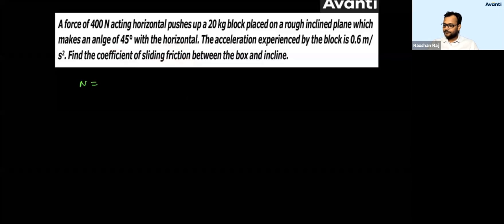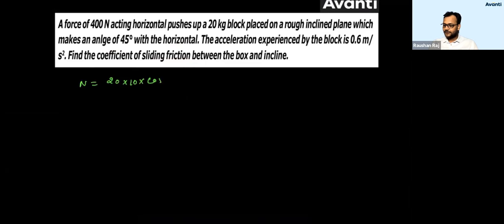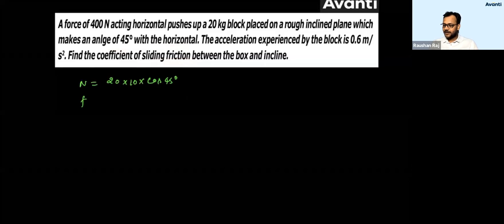What is the value of N? It is 20 into 10 into cos 45 degrees. What is the value of f max? It will be mu into N. Mu is not known to me, so mu into 200 by root 2. If you rationalize it, multiply by root 2, you'll get 100 root 2.